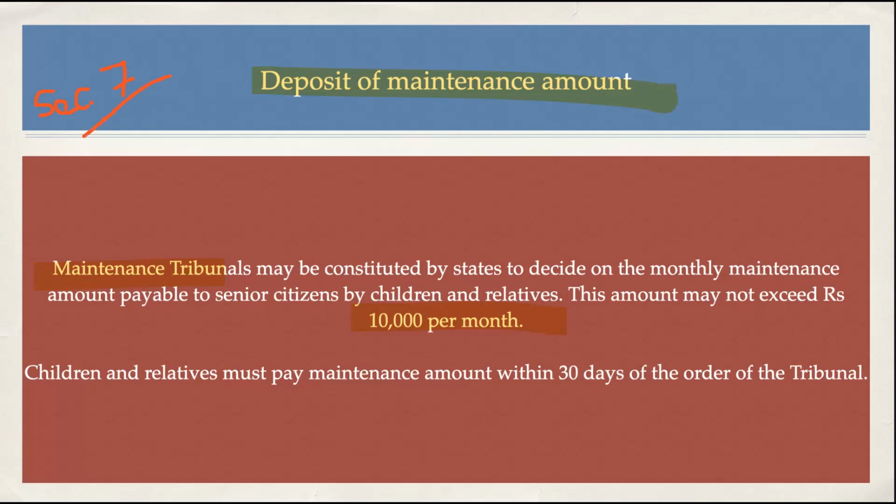If you read section 7 of the Act, it talks about constitution of maintenance tribunal. Now what does that say? The state government shall, within a period of 6 months from the date of the commencement of this Act, constitute for each subdivision 1 or more tribunals, and these tribunals are responsible for deciding the case under this particular Act. The tribunal shall be presided over by an officer not below the rank of subdivisional officer of a state. The children and relatives must pay the maintenance amount within 30 days. Important aspect: they should pay the amount within a period of 30 days of the order of the tribunal.